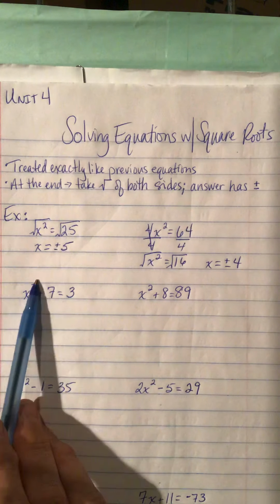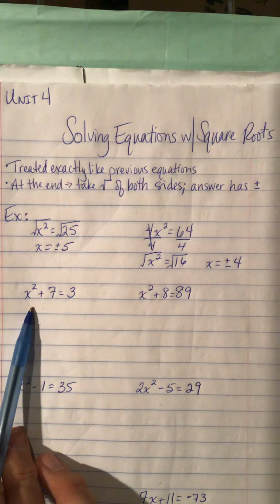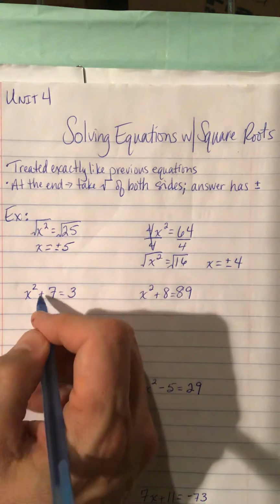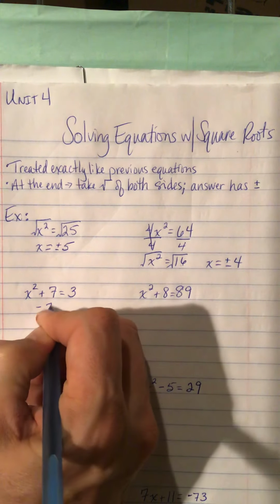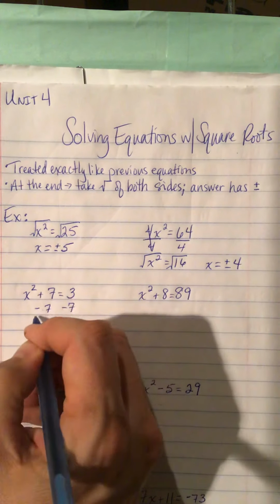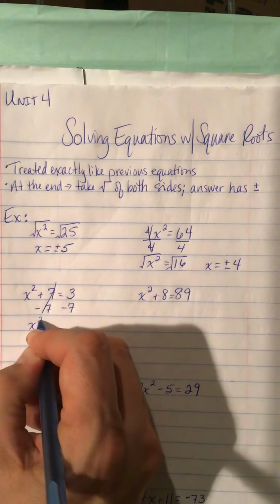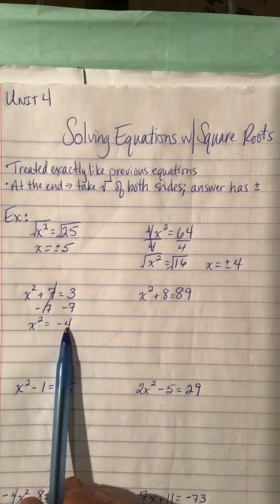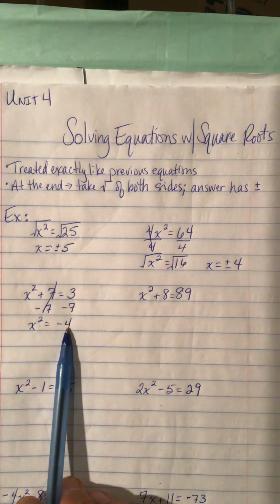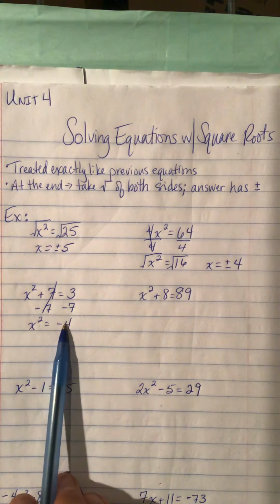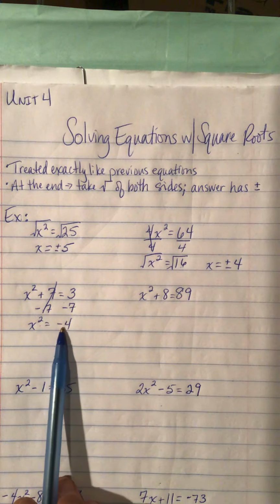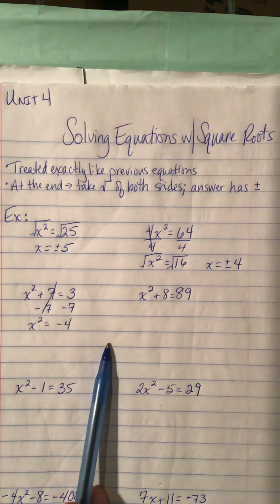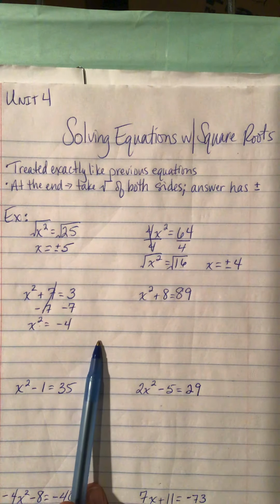Okay. Let's move on into some other equations here where we need to use our addition or subtraction. So we're going to subtract 7 from both sides. X squared is equal to negative 4. Now here's the thing. Yes, 4 is a perfect square because 2 times 2 is 4. However, you cannot multiply any number times itself to get a negative, because as we saw up here, a positive times a positive is positive, a negative times a negative is positive.